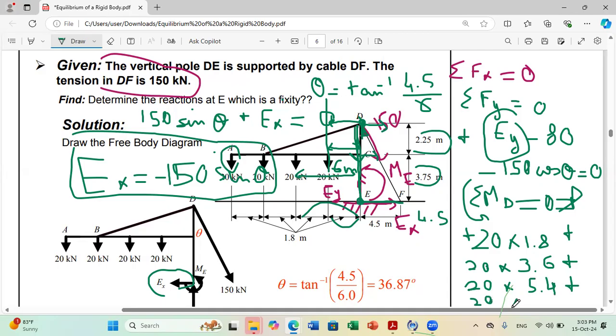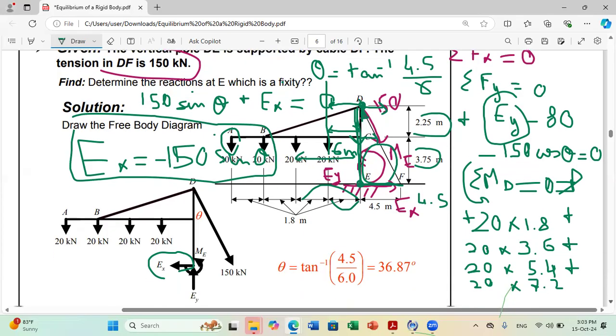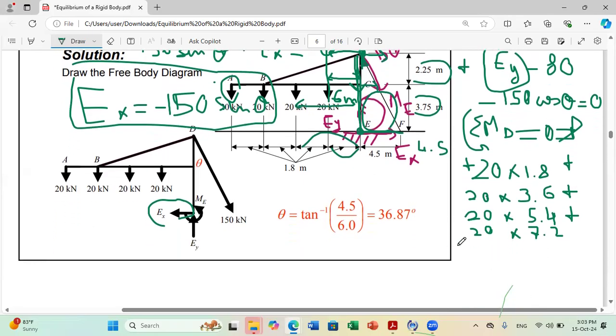Okay? Now you are done with these forces. You still have to consider, as we said, the moment of EX, and please don't forget the couple moment. The couple moment is a free vector. We need to consider it when we do sum of moments about any point in space. Since I assumed a counterclockwise moment, I will put plus ME.